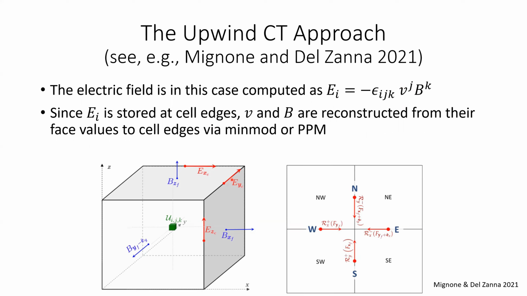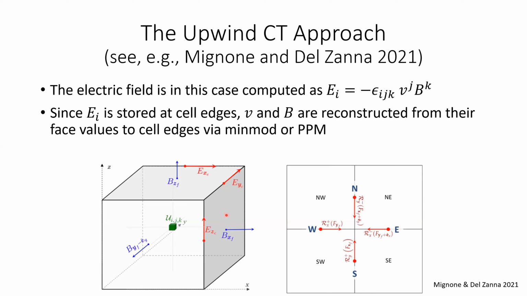Since the electric field is still stored at the edges of the cell, while the dynamic quantity, for example, the velocity, is stored in the center, what you need to do is essentially to reconstruct the values of your different quantities at the edges. The magnetic field by construction is stored at the faces. So in that case, you just have to reconstruct it once in order to get the value of the magnetic field at the edge. For the velocity, you first have the velocity reconstructed at the face, and then after you have the velocity reconstructed at the face, you further reconstruct it toward the edge. This is essentially what happens in this case.